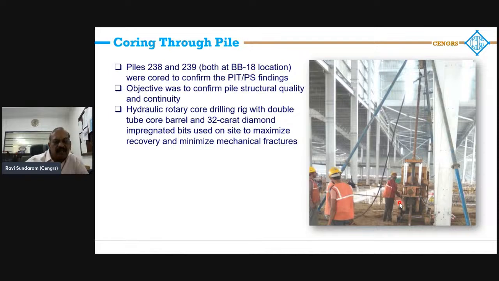Next, we went to do some coring in the piles to confirm the PIT and parallel seismic findings. The objective was to confirm the pile structural quality and continuity. So, hydraulic rotary core drilling was done with a diamond bit. Double tube core barrel was used to minimize the fractures.